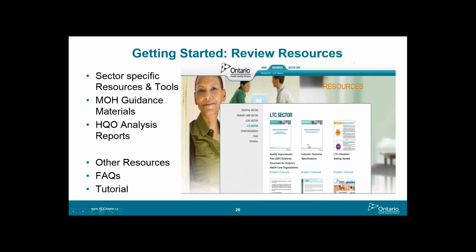So again, if you're doing some work with your hospital or with the health links or with your CCAC, you can certainly see what their priority indicators are as well, and see if there are areas of common goal that you might be working on, or where one may complement the other, and you may actually find some change ideas that could be generated across the sectors.